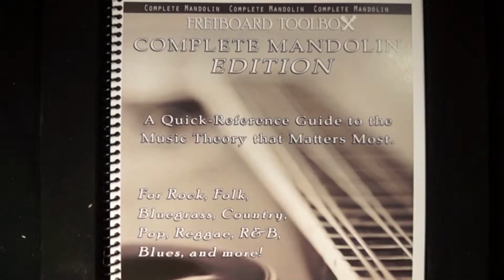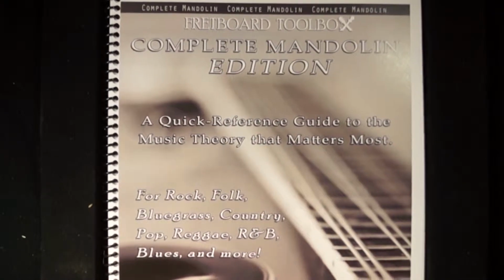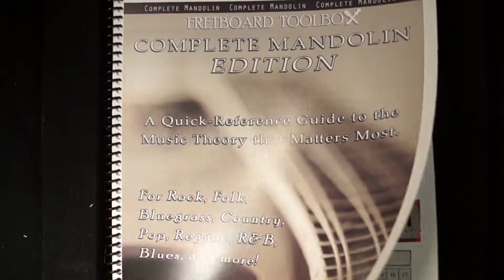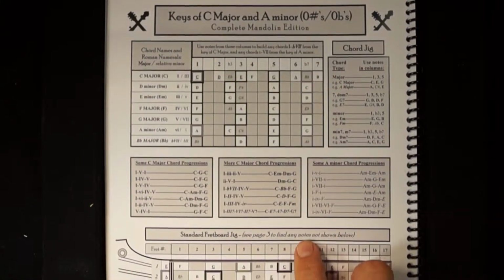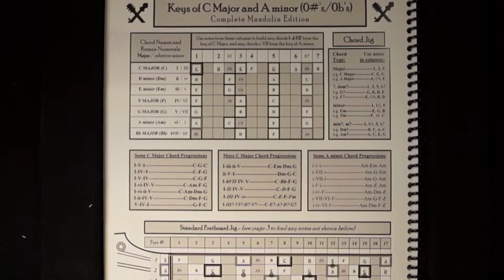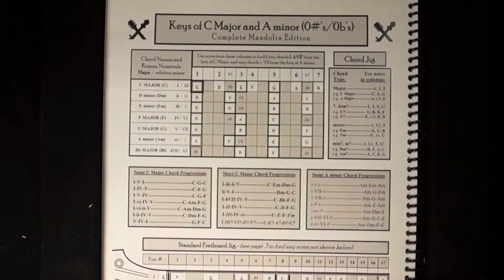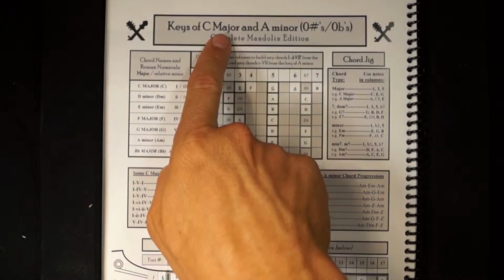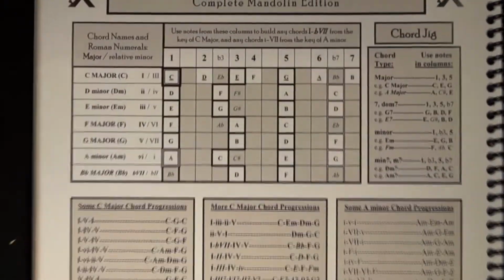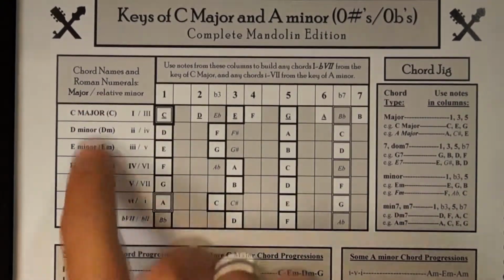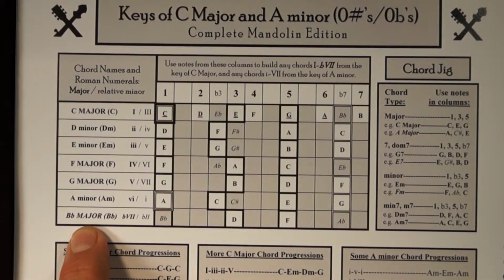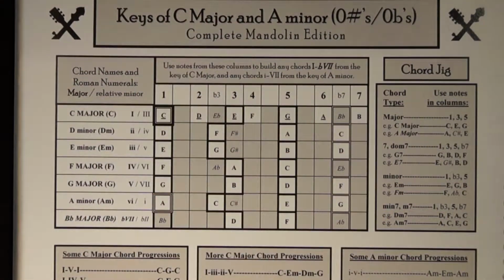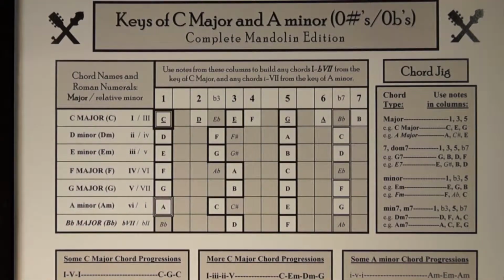Okay, if you take a look at the Fretboard Toolbox Complete Mandolin Edition, and you turn to page 19, you're going to see the key of C major and A minor, and the chords that make up those keys. Today we're going to focus on the key of C major, and these chords here are your most common chords found in lots of songs in the key of C major.